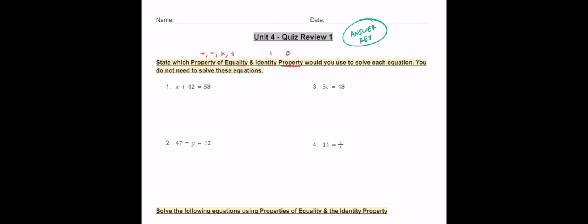We don't actually have to solve these equations. It says do not need to solve these equations. We're just going to write the property. So for number 1, let's take a peek.